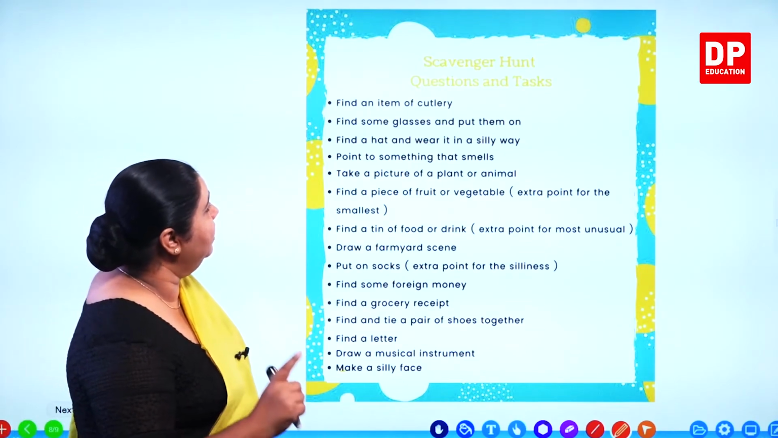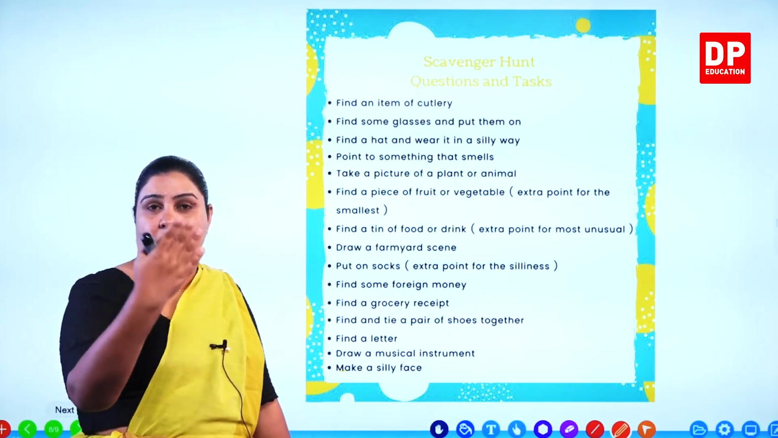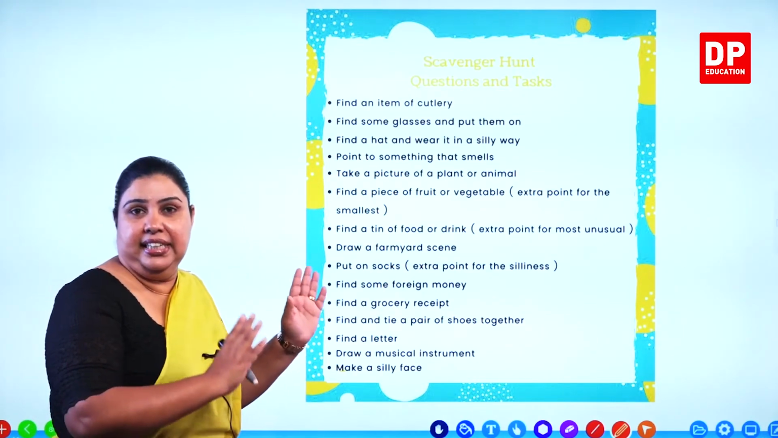Okay, so scavenger hunt questions and tasks. So you can create your scavenger hunt game like this as well.